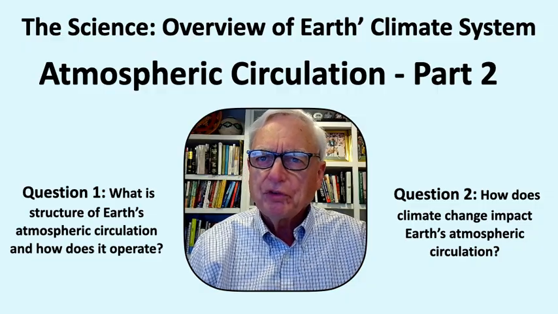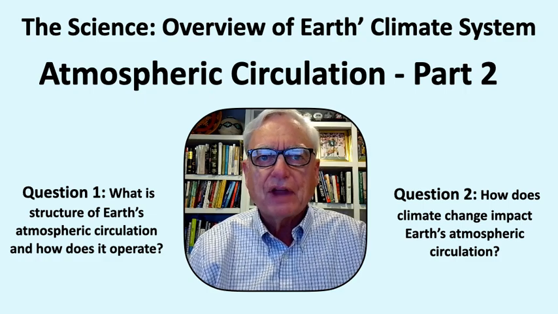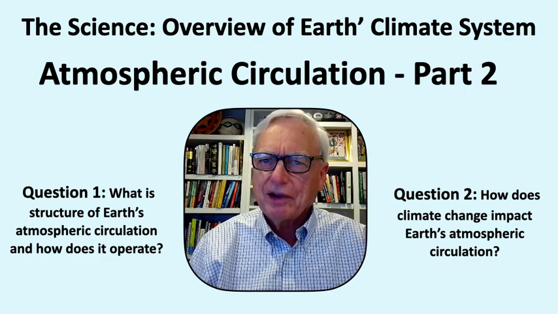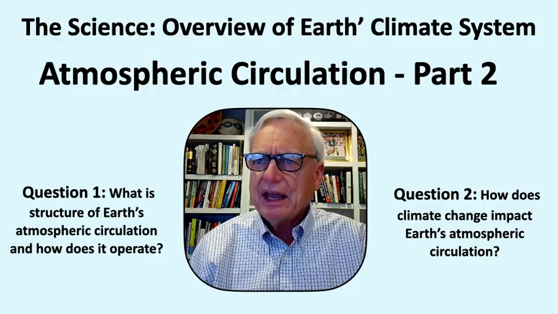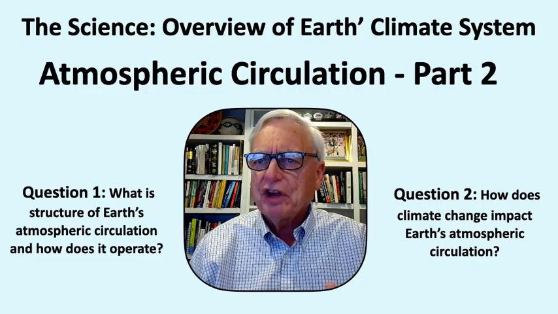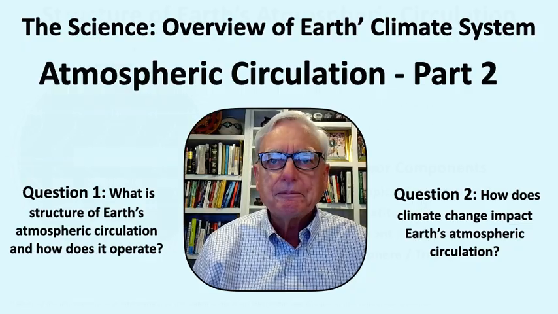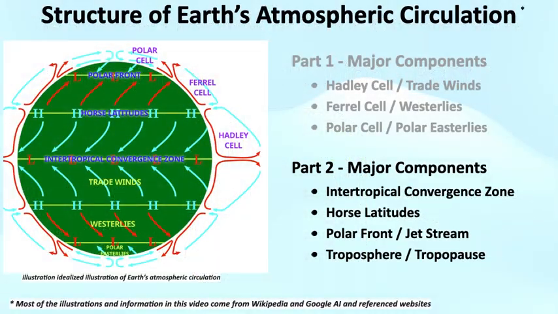So the first question we're going to address is, what is the structure of Earth's atmospheric circulation and how does it operate? And then the second thing we're going to address is, how does climate change impact Earth's circulation? So let's begin. In part 1, we talked about the Hadley cells, the Ferrel cells, and the polar cells.